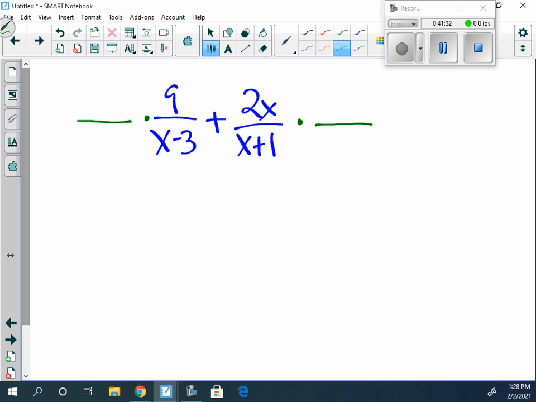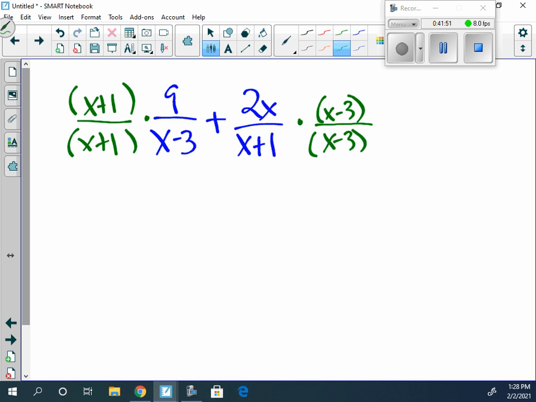So what does the one on the left have that the denominator on the right doesn't? x minus 3. So we'll multiply it on top and bottom. How about going the other direction? I think it's x plus 1, right? Or is it x minus 1? Oh, you're right. x plus 1. Okay, sorry. You're good. So we're just making the denominators be the same for this here.